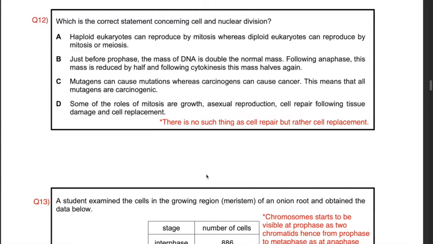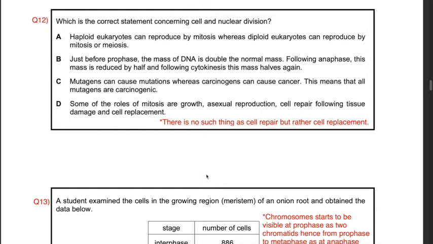That is obviously incorrect. The mass of DNA, yes, it does double just before prophase, but following anaphase, the mass is not reduced by half. The mass is only reduced by half following cytokinesis. Let's look at C. Mutagens can cause mutations, whereas carcinogens can cause cancer. This means that all mutagens are carcinogenic.